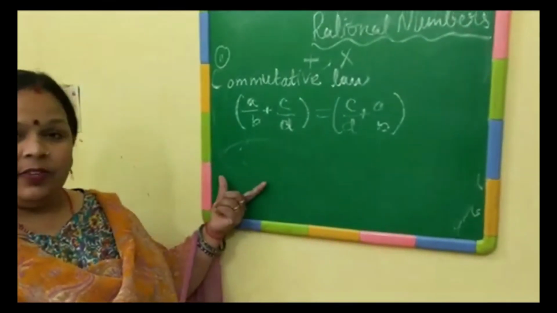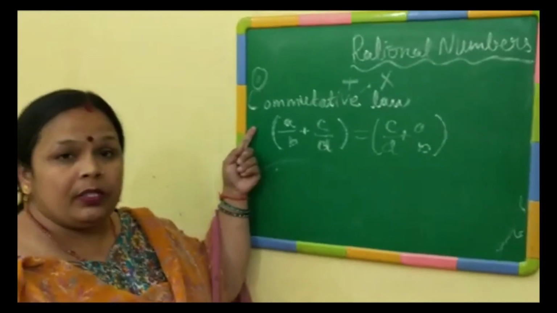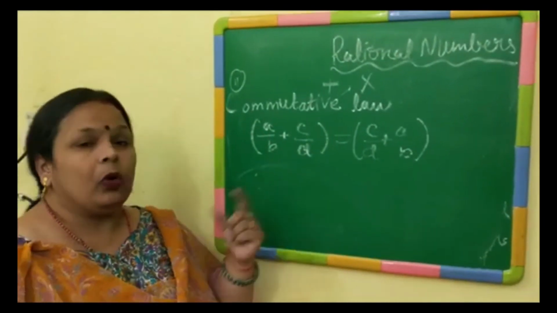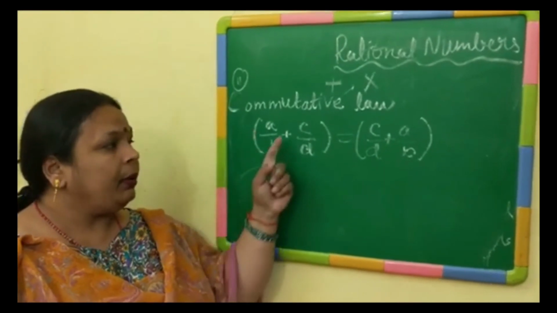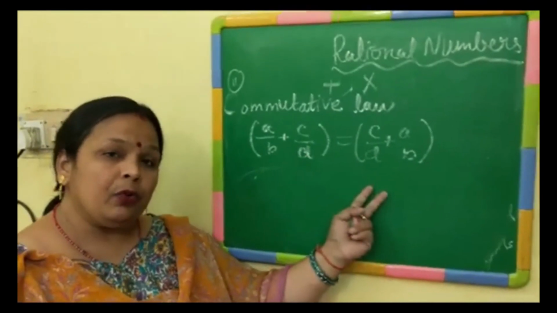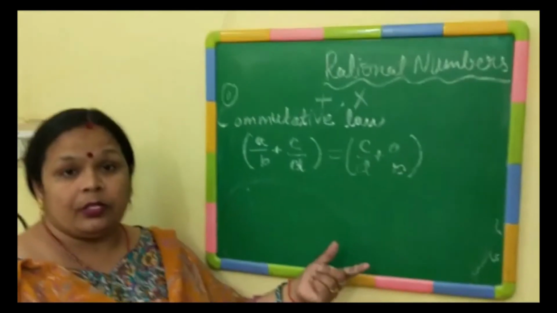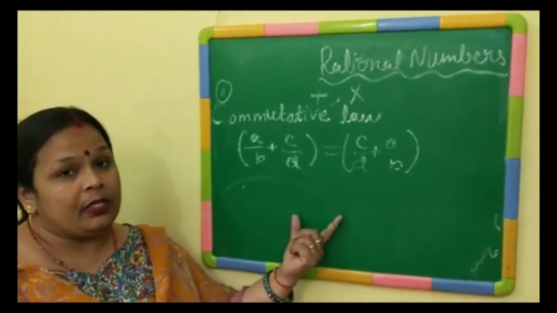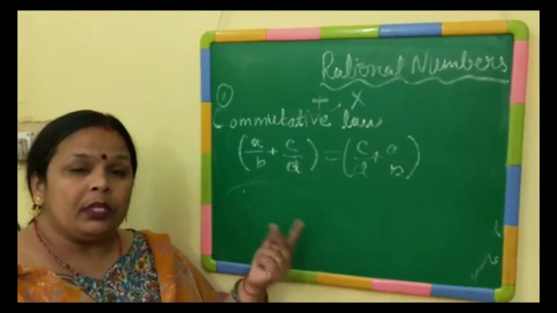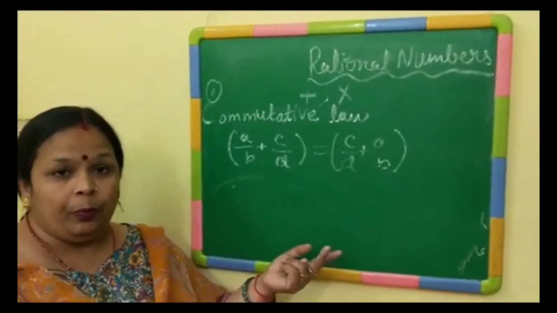Now, as we have discussed closure property, we are going to revise commutative law. Now, what is commutative law? Commutative law says that A by B and C by D are two rational numbers. So, when you are adding two rational numbers, whether the order is changed or remains the same, you are going to get the same answer. Already we have done it for whole numbers. 2 and 3 are whole numbers, then 2 plus 3 is equal to 3 plus 2 is equal to 5. I hope you remember that.